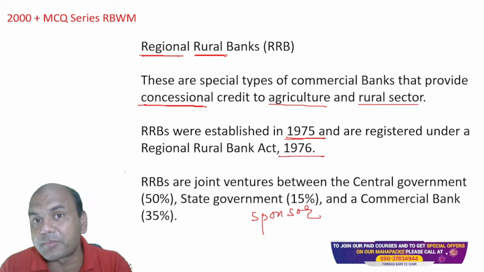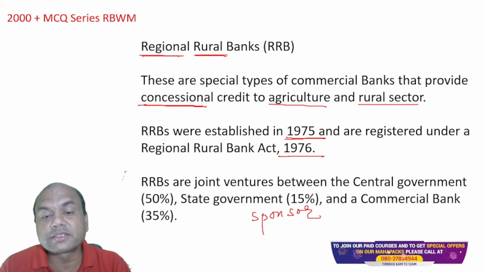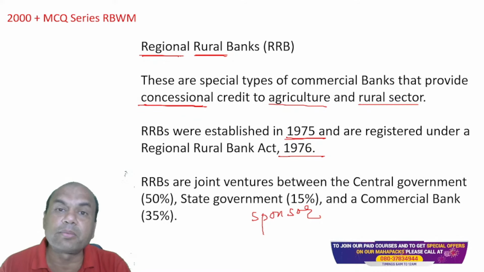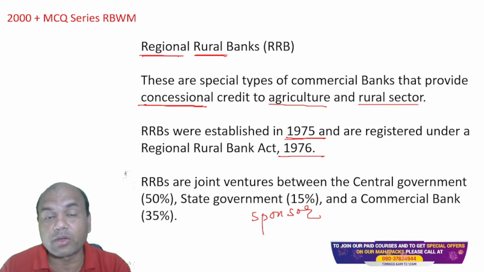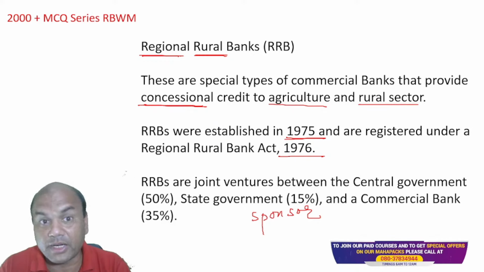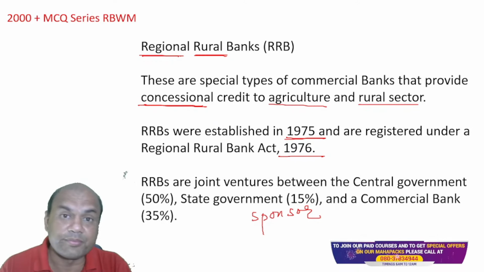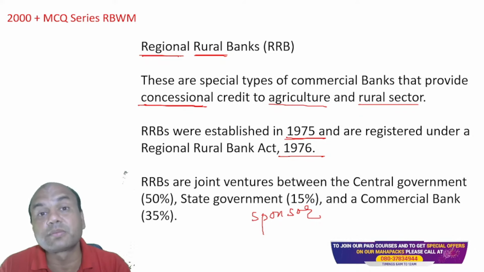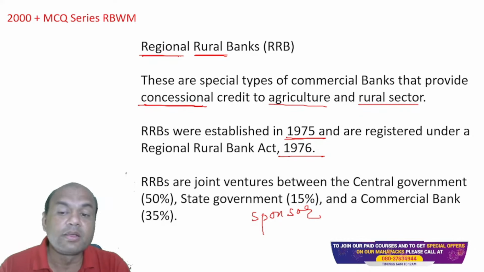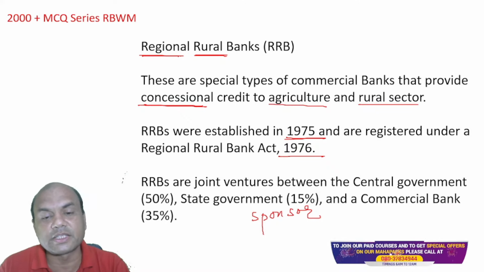Right now, what is happening? The government is coming up with a thought process: why should these be kept this way only? Can't these RRBs be a separate bank altogether, with no sponsor bank? Can't all the RRBs be combined in India? So this is a thought process. But from the exam point of view, remember central government, state government, commercial banks, and these are the proportions.